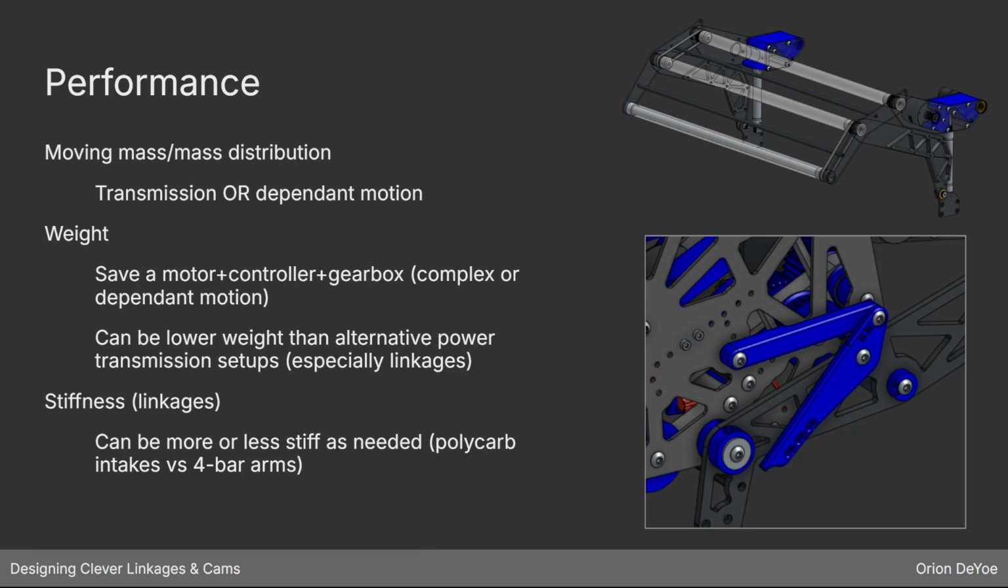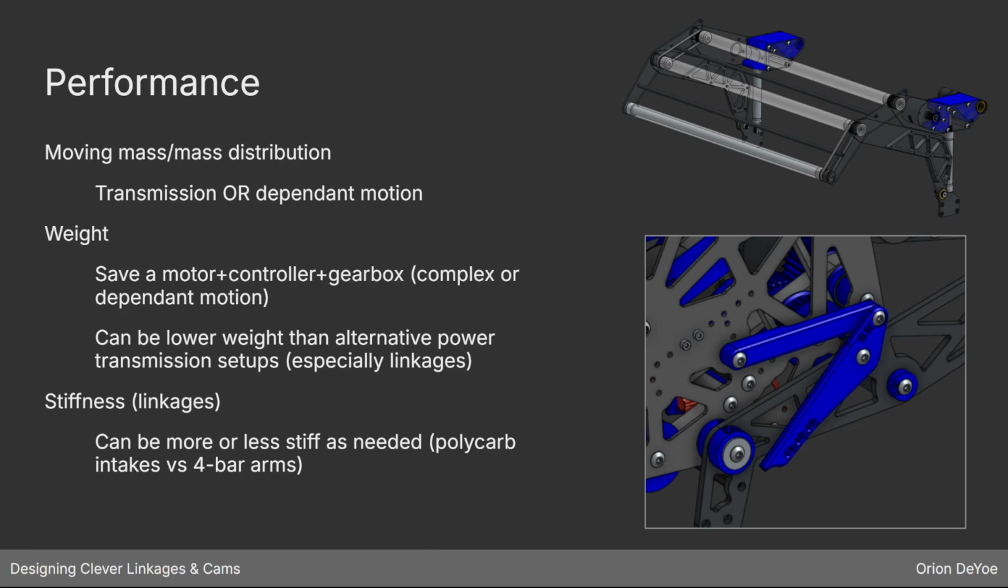When you're talking about producing some very complicated motion, if you don't use a linkage or a cam, you may need to use multiple motors to produce multiple degrees of freedom, whereas a linkage, for example, can produce that motion using only a single actuator, and so that means you can save a motor, controller, and gearbox, which can save weight. You can also sometimes make linkages and cams, especially linkages, lighter than an alternative power transmission method. Using a sprocket and chain, for example, will typically be heavier than a high performance linkage.